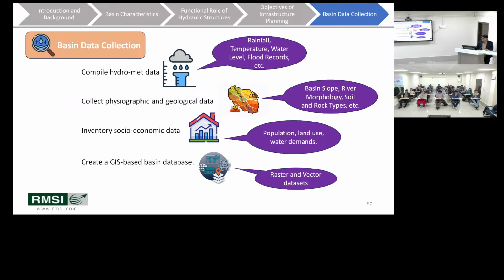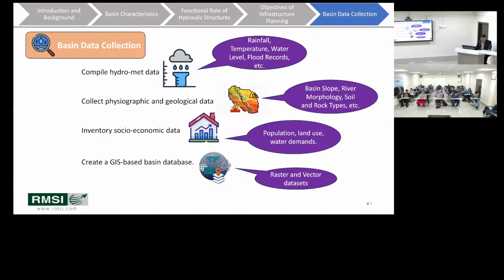These are the flood record levels, then basin slope, river morphology, all these basin characteristics, rock type. If you are constructing storage structures or embankments, levees, then you should have clarity on what type of soil strata is there. Accordingly, the design will vary. Then inventory of socio-economic data: the population growth, population demand, the livestock trend, then irrigation patterns, cropping patterns, government policies, what changes the government is making in their policies. So all these aspects you should consider.